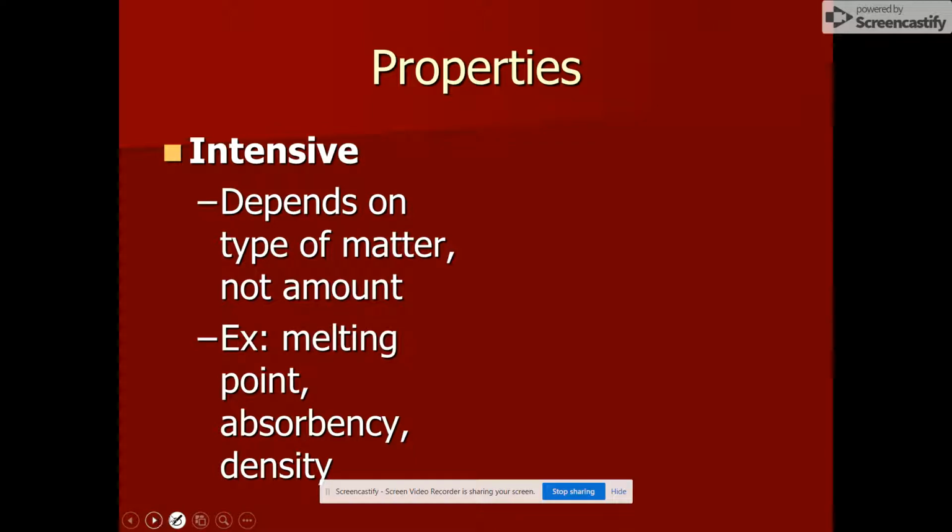Intensive properties depend on the type of matter you have, but not the amount. So melting point, absorbency, and density are all intensive. The melting point of ice is 0 degrees Celsius. It doesn't matter if you have 1 gram or 100 grams, it doesn't change.